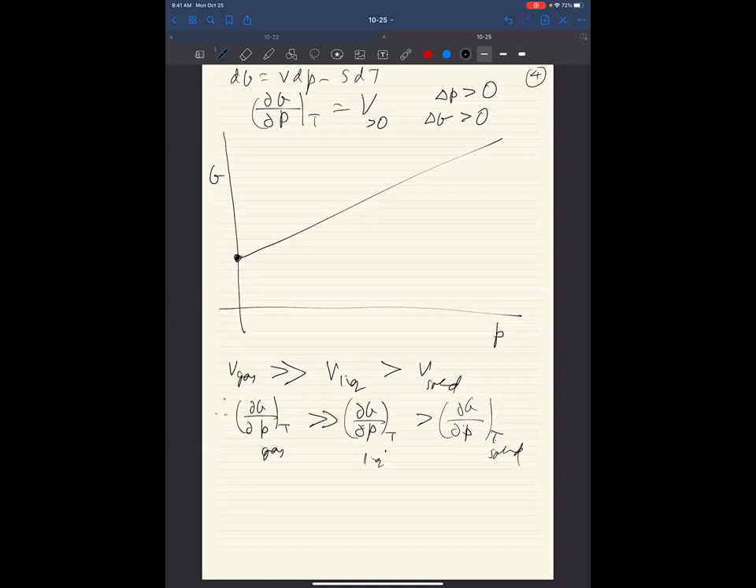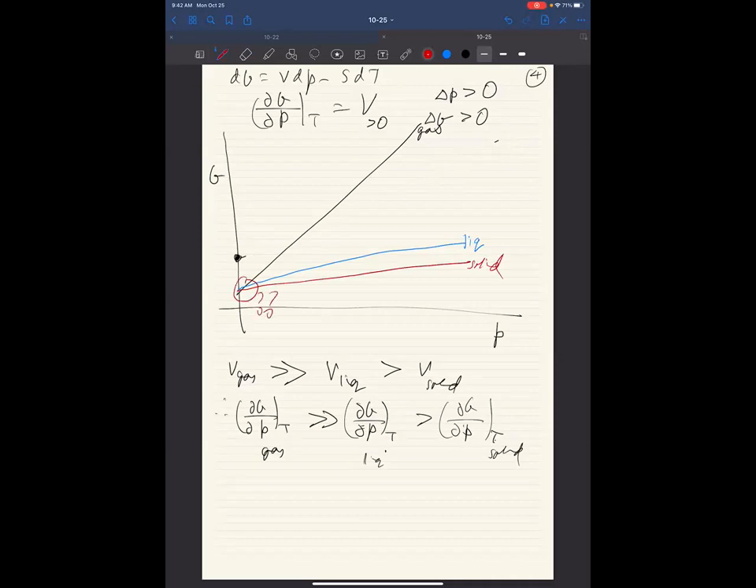So the liquid curve will dominate, right? Actually, sorry, the gas curve will dominate. Let's make it even steeper, something like this. This is my gas curve. And the liquid will look something like this, and the solid will look something like this. The gas will dominate. And this initial point, I still don't know how it will look. It's complicated, right? We have to think carefully.